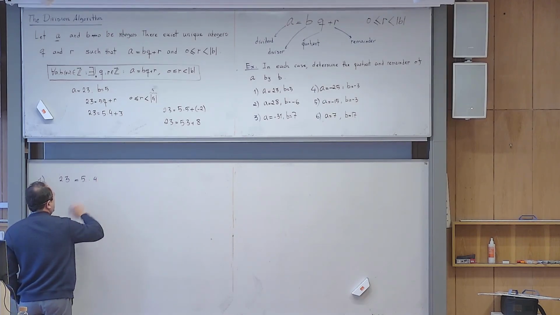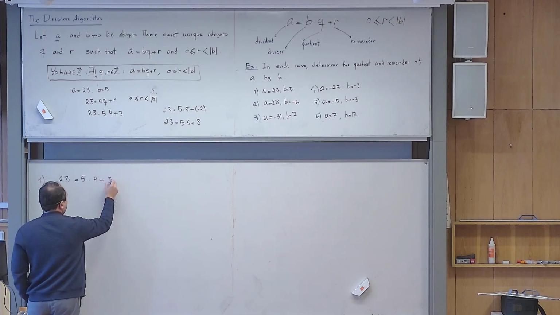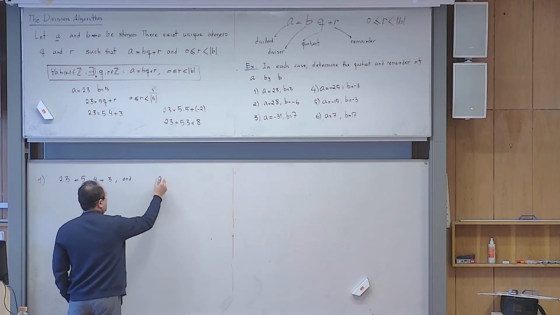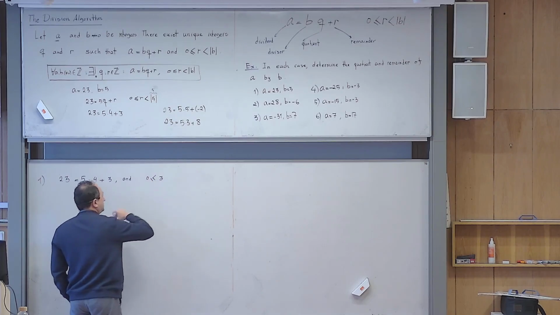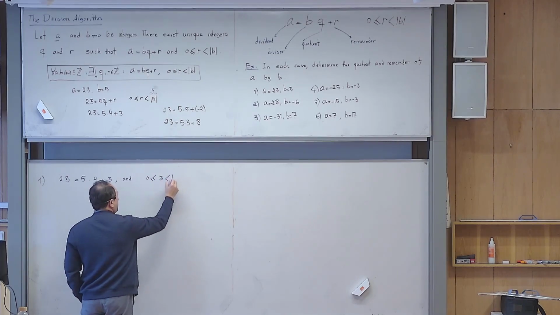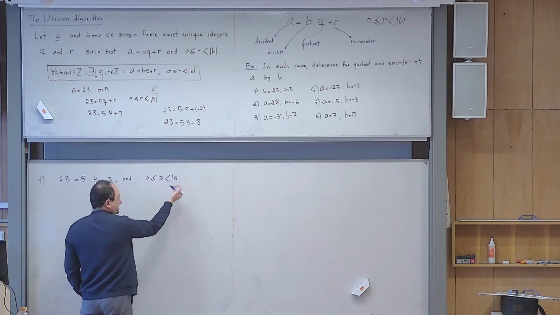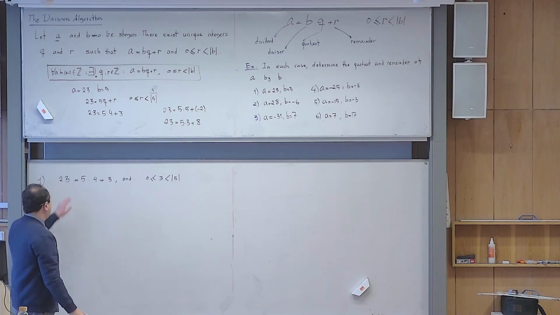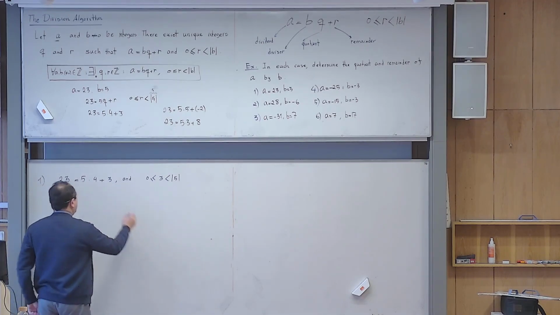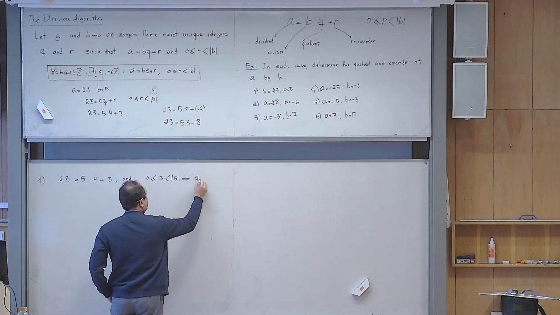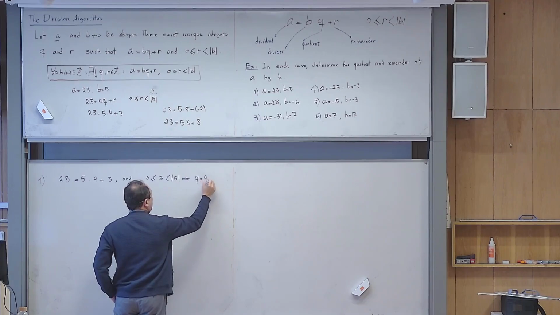So what was that? You write 23 is 5 times 4 plus what? Plus 3. And this 3 really satisfies the desired condition, meaning that this is greater than or equal to 0, and it is less than absolute value of B, which is 5, yes? Absolute value of a number is the magnitude of the number. So this is true, so what can you conclude? You can conclude that Q, the quotient, is 4, and R is 3.